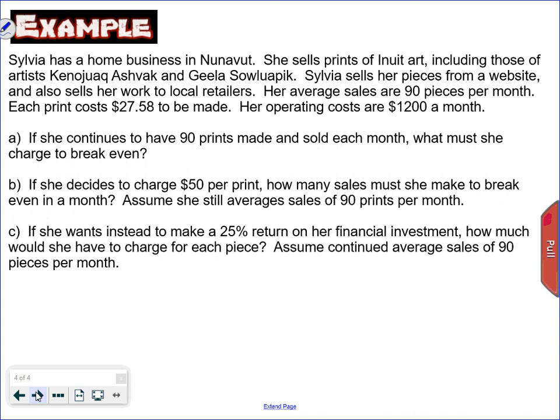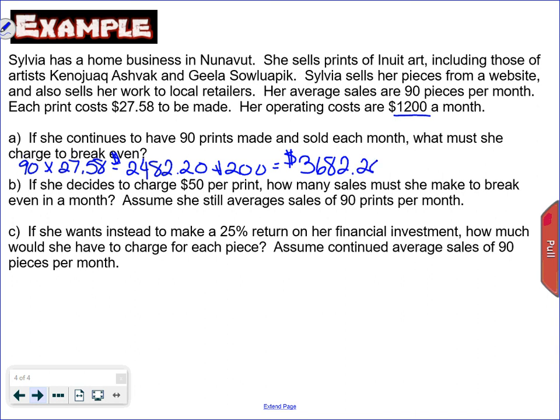So first of all, she does have to make these prints. So we need to figure out how much that's going to cost her. So for the 90 prints, it costs her $27.58. So in total, it costs her $2,482.20. So this is the amount it costs her to make the prints, plus she has the extra operating cost of $1,200 a month. So her total expenses are $3,682.20.